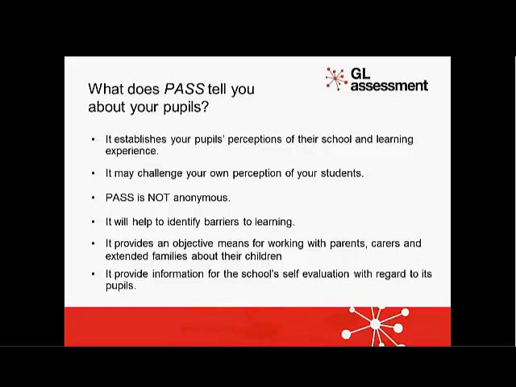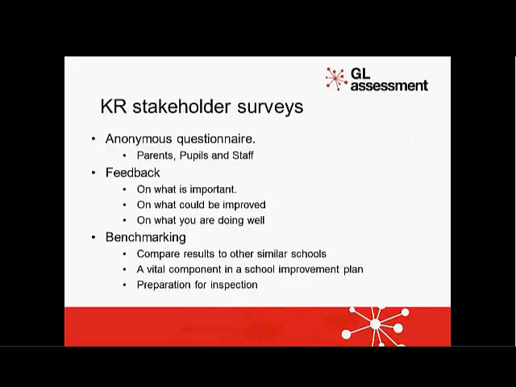The Kirkland-Rowell stakeholder surveys are different. These are anonymous questionnaires, and there's 3 of them for the 3 groups of stakeholders: for parents, for pupils, and for staff. Again, they're giving you as a school feedback on what those 3 groups think is important, areas that could be developed and improved, and again, benchmarked to results from other similar schools.